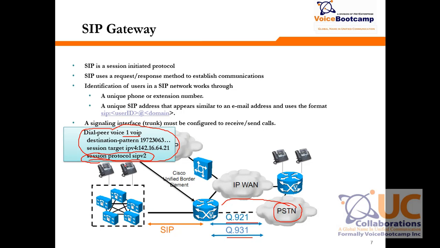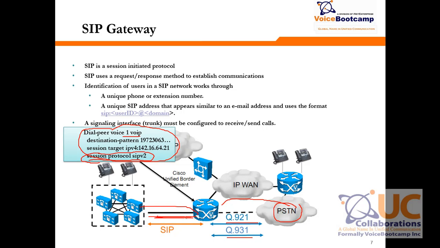Remember, every VoIP dial pair that we create is H.323 by default, whereas in this particular case, it is SIP version 2. Again, the call will go via SIP to call manager. In order for the call manager to accept calls from this particular gateway, we must add a trunk.